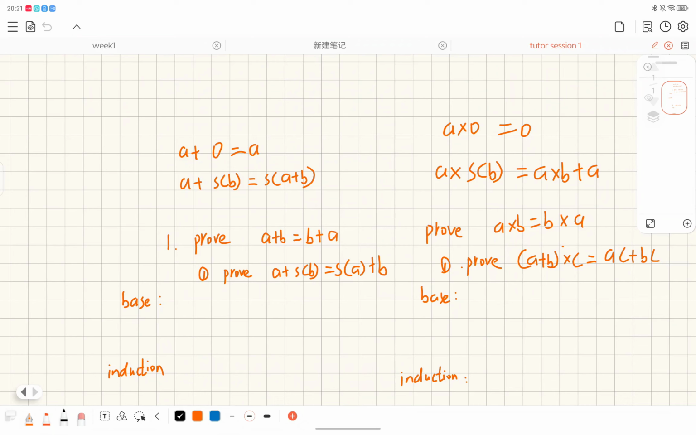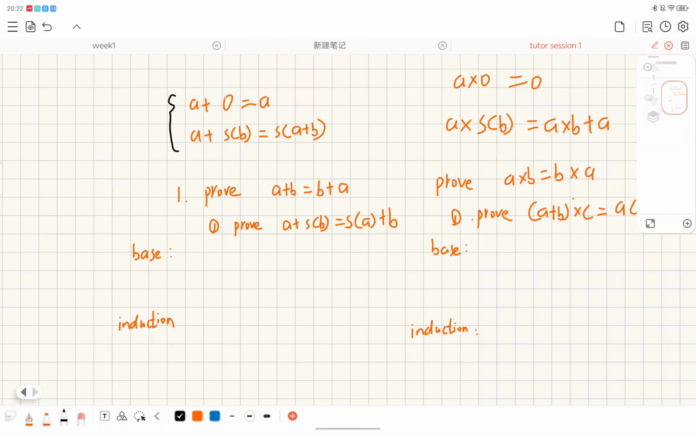Okay, let's begin. For the first part of the first question, we want to use the Peano axioms to prove that a plus b equals b plus a. The definition of plus is here, and it is the only thing we can use. Before proving a plus b equals b plus a, I want to prove two lemmas first, as we want to use them later.